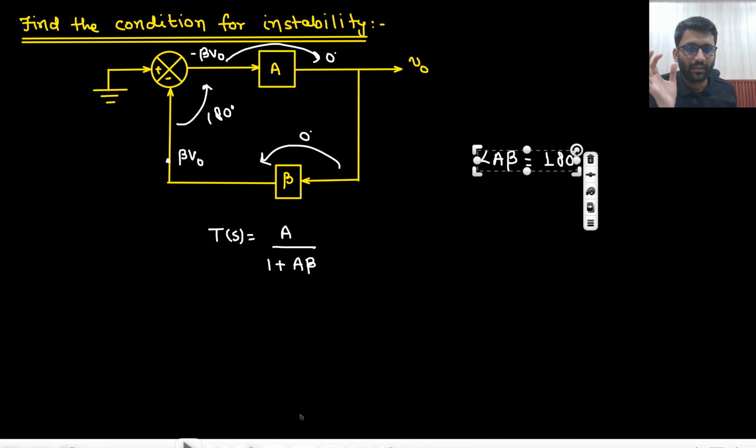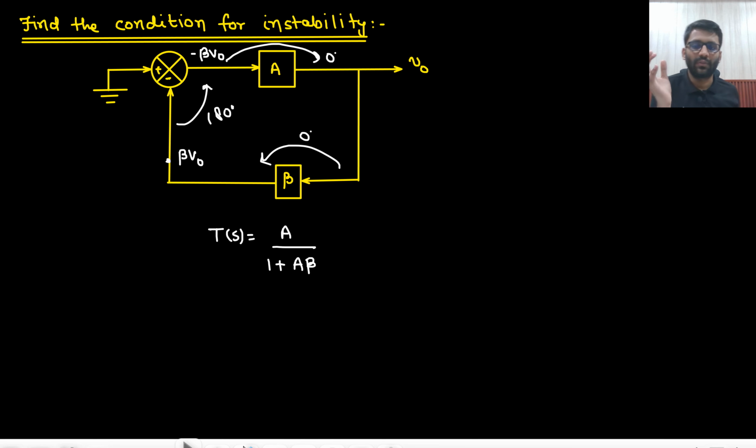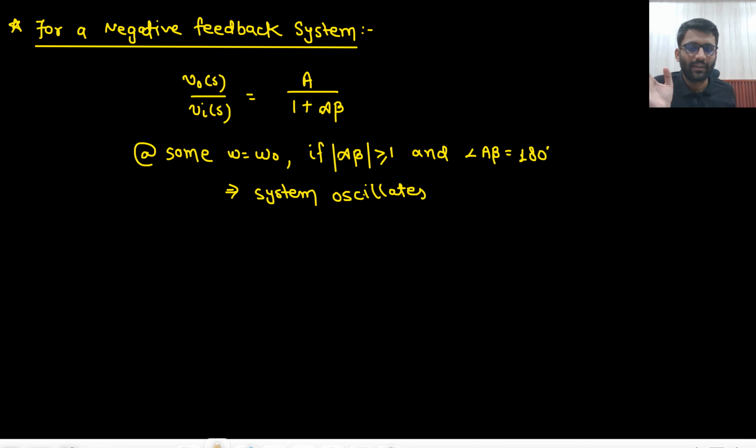Okay, so let's just remove this part, this is of no use. Basically here we were having 180 degree phase shift in the loop. So A beta is giving you 0 degree phase shift. So let's just write this much only. For a negative feedback system, this is our transfer function, and at some frequency, if your A beta is greater than or equal to 1 and the phase shift provided by the loop is 180 degree, then the system will oscillate. Are you understanding this concept?